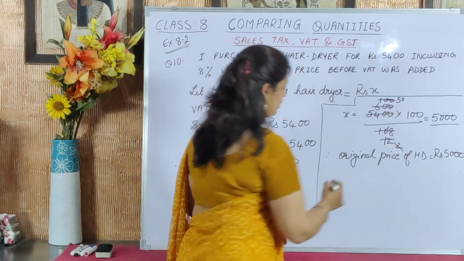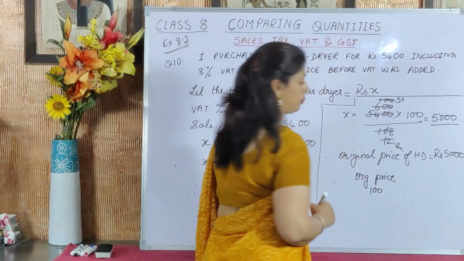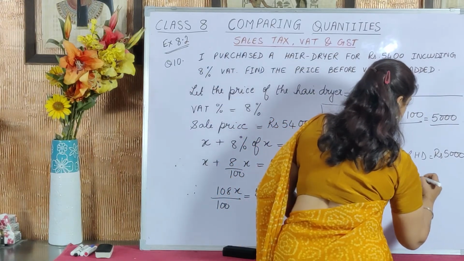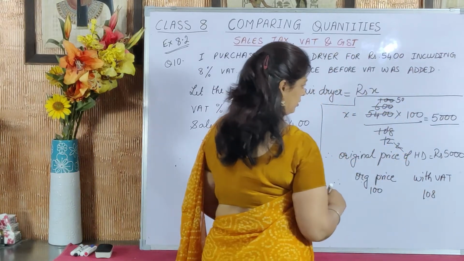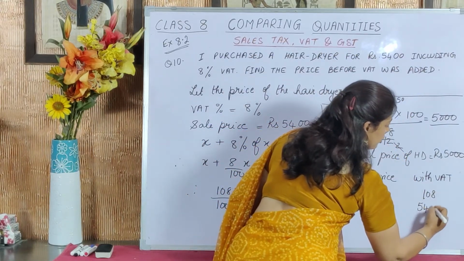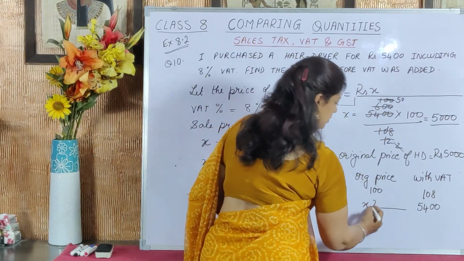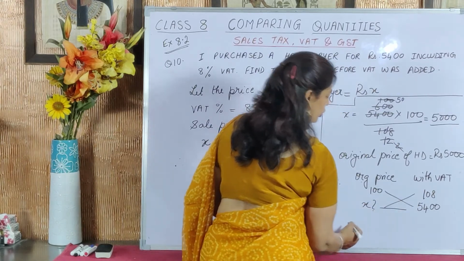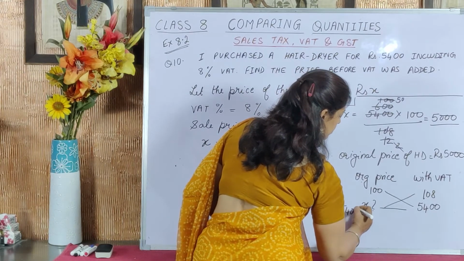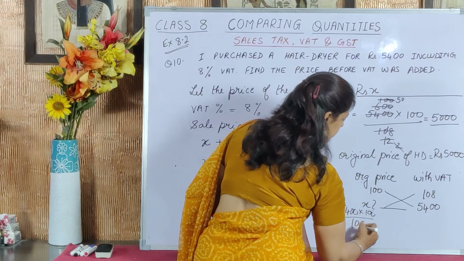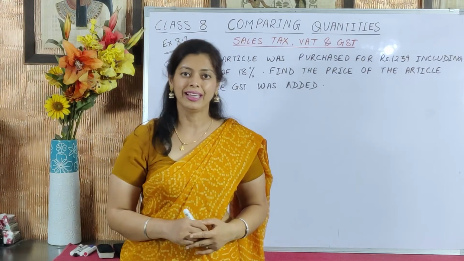This is similar to saying that if the original price is 100, the price with the VAT will be 108. And if the price with VAT is 5,400, so what is the original price? So you can take this as X. Again, if you cross multiply, what you get is X will be equal to 5,400 multiplied by 100 divided by 108. It's the same thing.